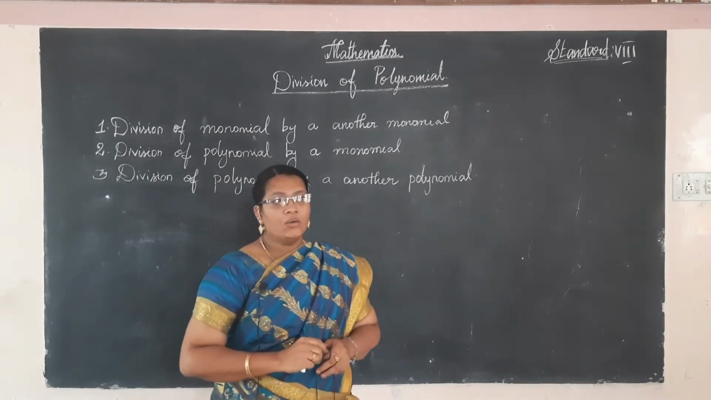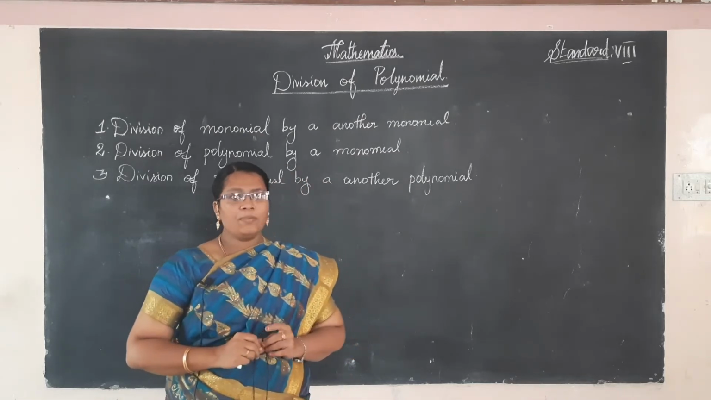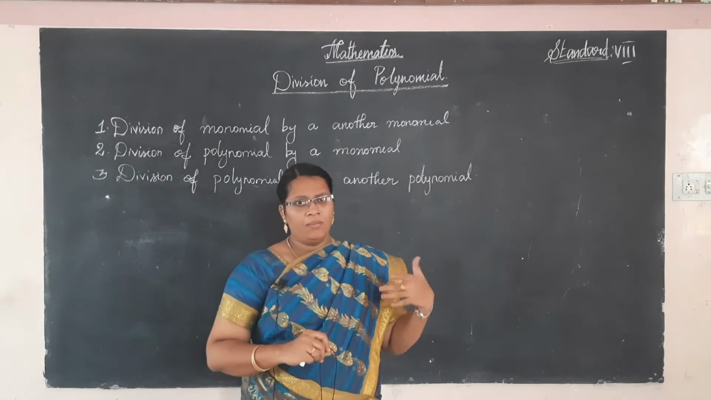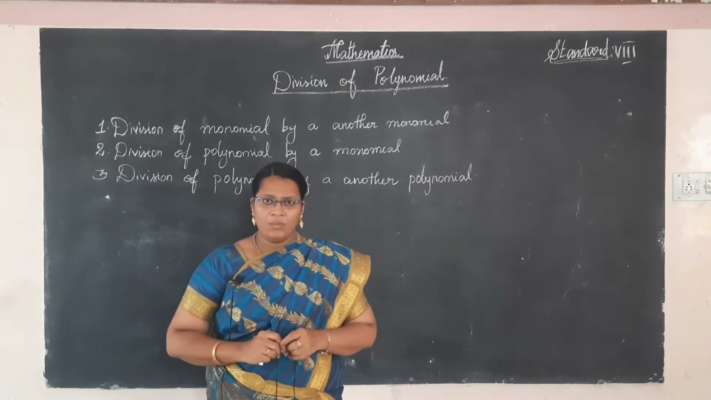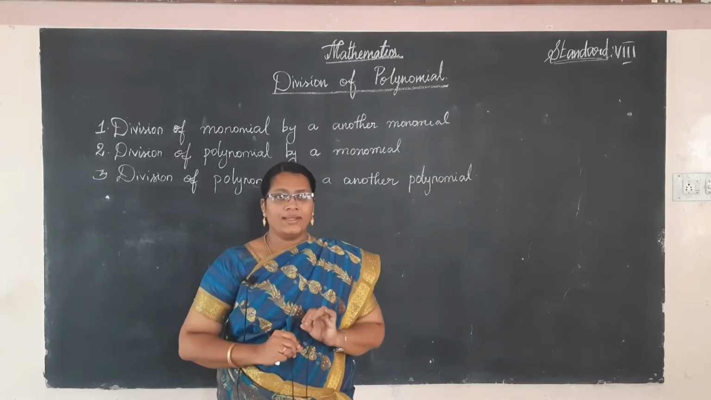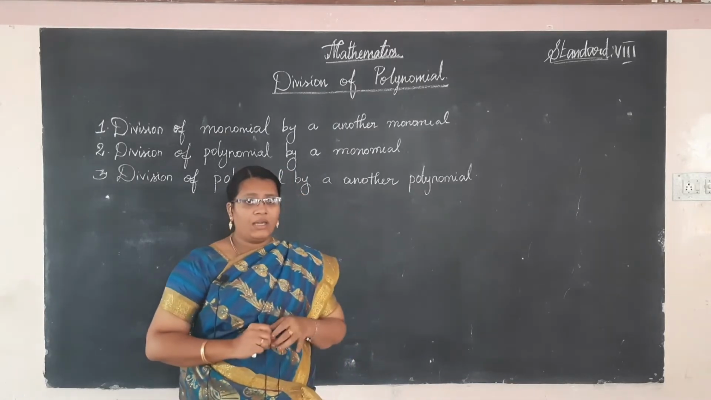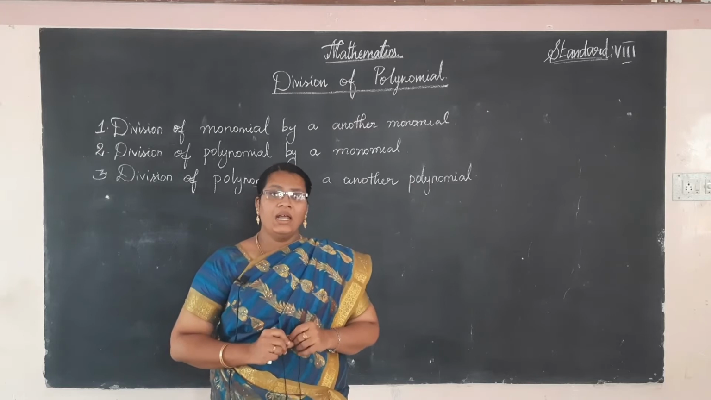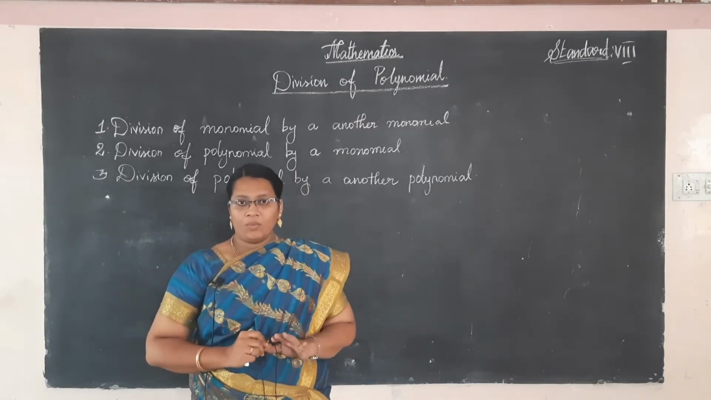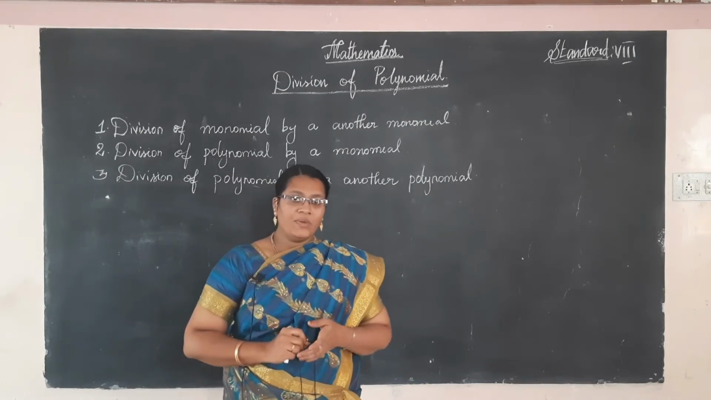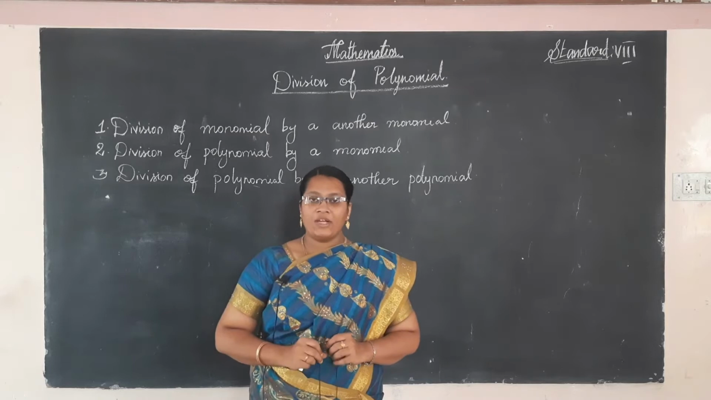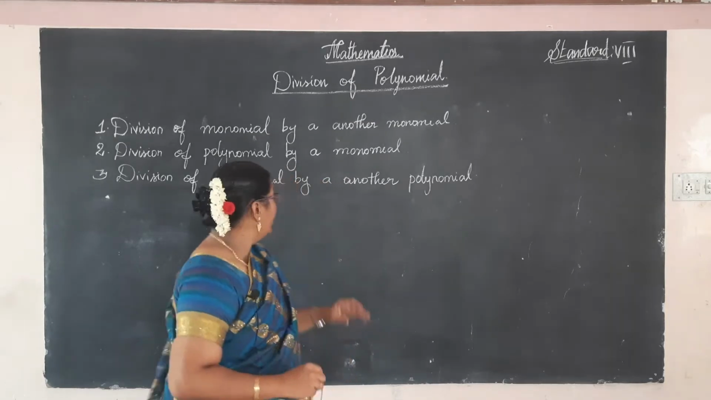Okay. So what is meant by a polynomial? An algebraic expression with two or more terms is called a polynomial. What is the definition of a monomial? An algebraic expression that has only one term is called a monomial. And a binomial has two terms. Okay. Now let's move to our class.